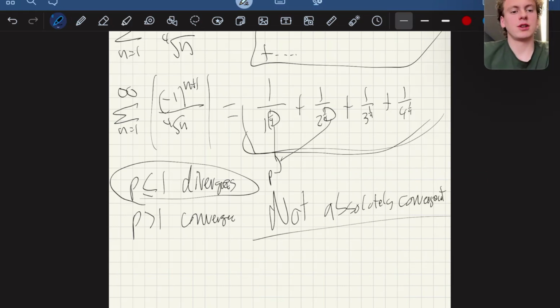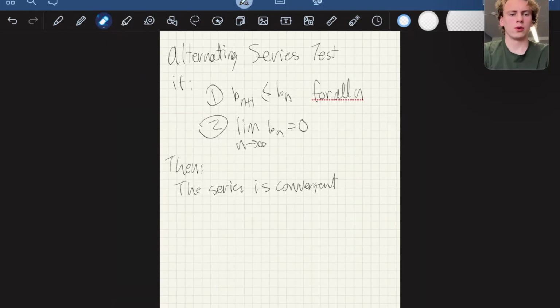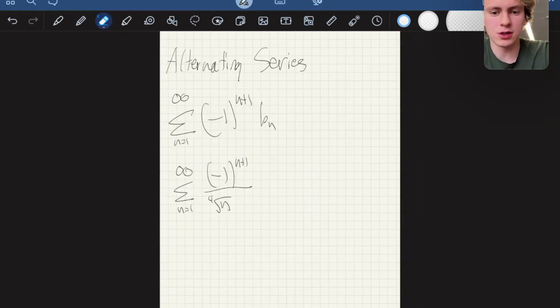However, as mentioned, a series can be conditionally convergent without being absolutely convergent. So let's determine if it's conditionally convergent. We know it's not absolutely convergent, so how do we determine if it's conditionally convergent? Well, as we explained previously in this video, we can apply the alternating series test. If it meets these two conditions, then it is convergent. So let's apply these two conditions to our case.